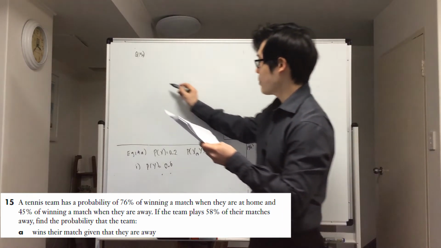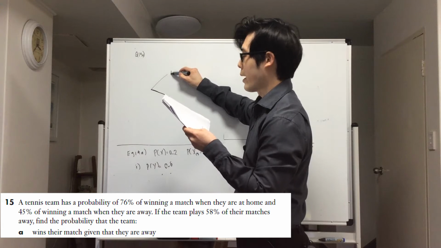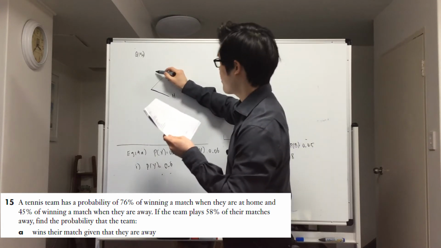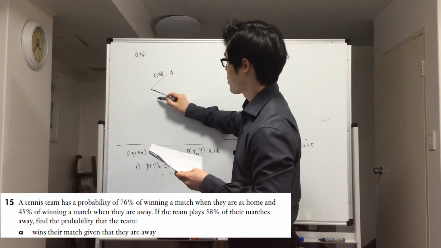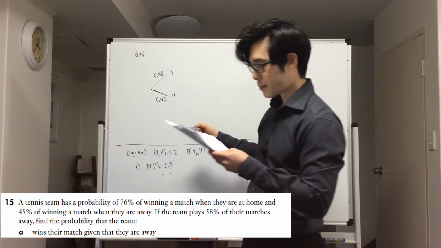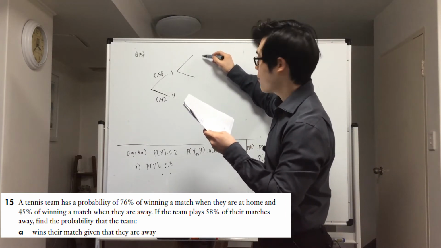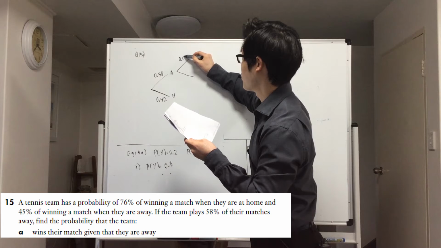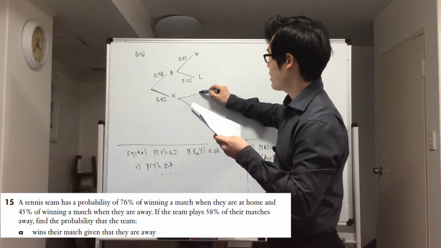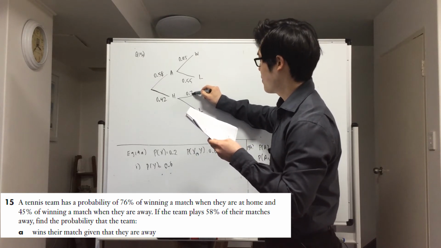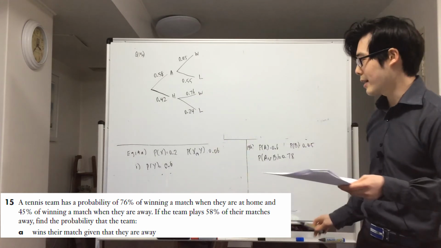Let's look at the last sentence of the problem. If the team plays 58% of the matches away, that means we can have the team playing matches away or at home. And if they say 58% is played away, that's 0.58, which means at home would be 100% take away that, which is 42%, okay? If they're away from home, it says the chance of them winning a match is 45%. So there's 0.45 there. That means losing would be 55%. Similarly, if they're at home, it says the chance of them winning is 76%. That means them losing would be 0.24. So that's how you would set the problem up in order to do this question, okay?